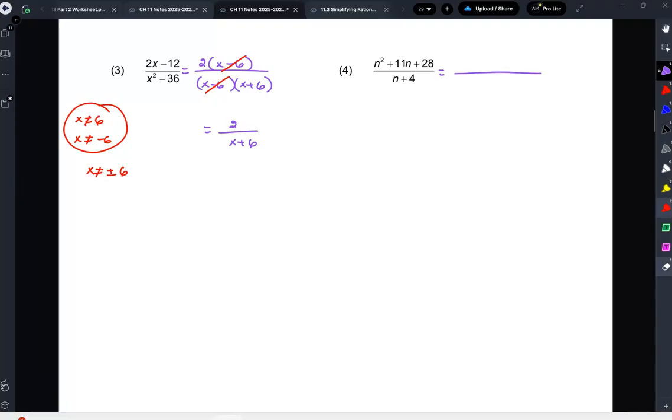Okay. Ella, did you factor this last one? What do we think? Two numbers that multiply to 28, but add to 11: 7 and 4. Over n plus 4. This reduces, so I get n plus 7. And what's the excluded value? n can't equal what? Negative 4. Okay?